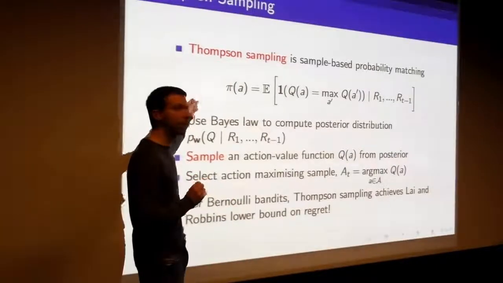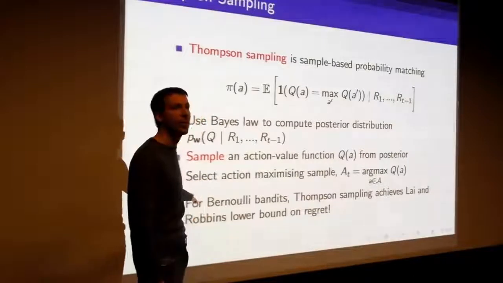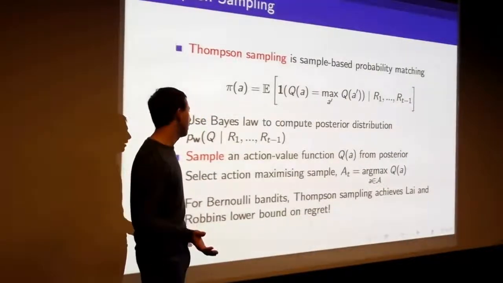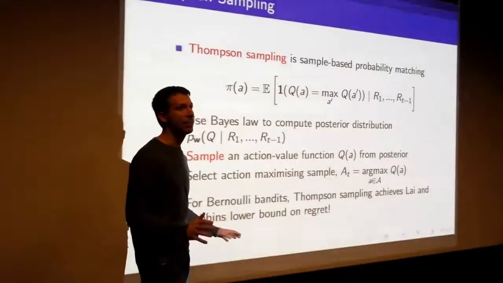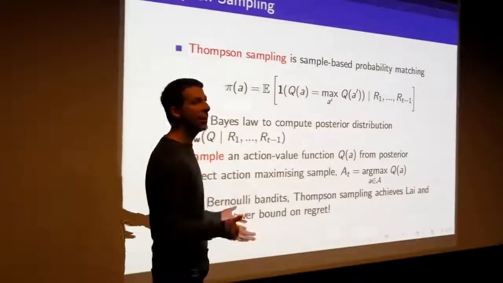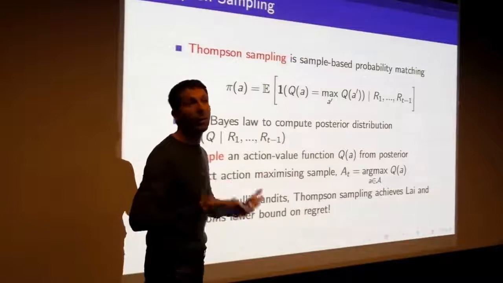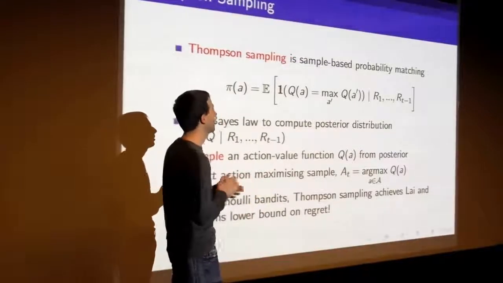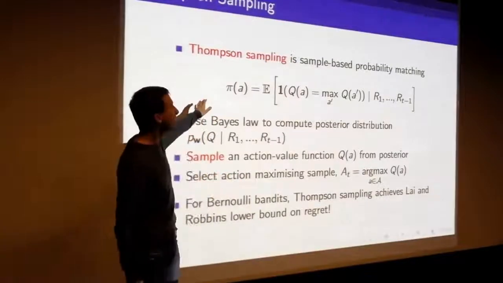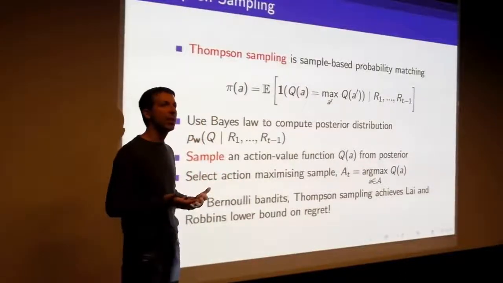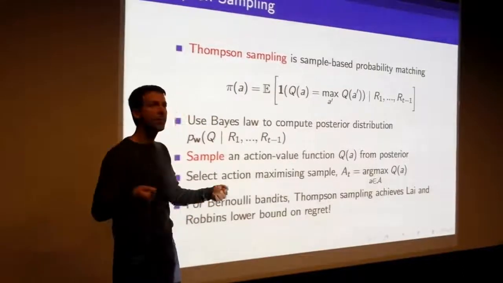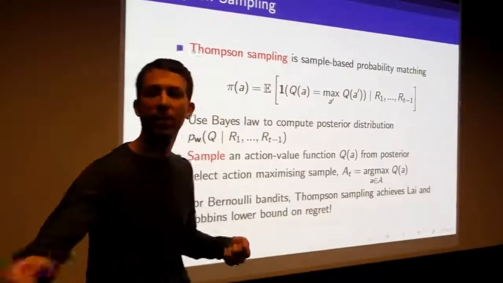So this is the first algorithm we've seen that actually achieves that lower bound for a particular class of algorithms, at least for Bernoulli bandits, which is a special case. So this idea actually works optimally well in terms of the total regret which you incur. The idea is just to do probability matching in a sample-based way. So every step, you just sample your posterior. You pick a sample from your posterior.